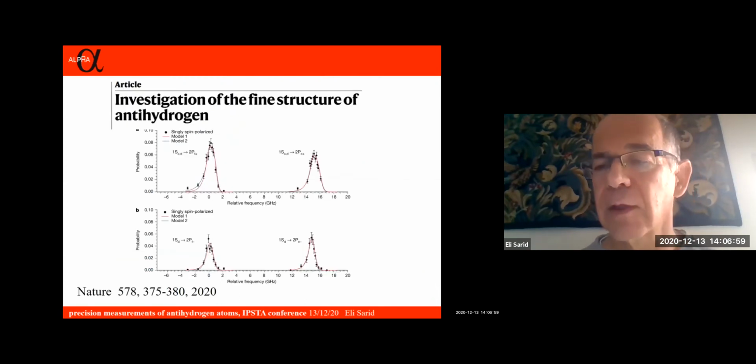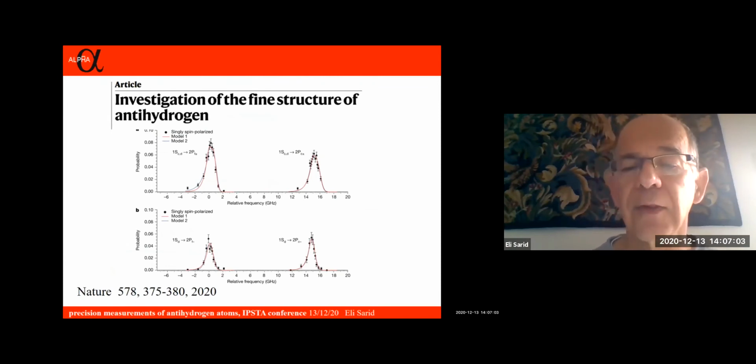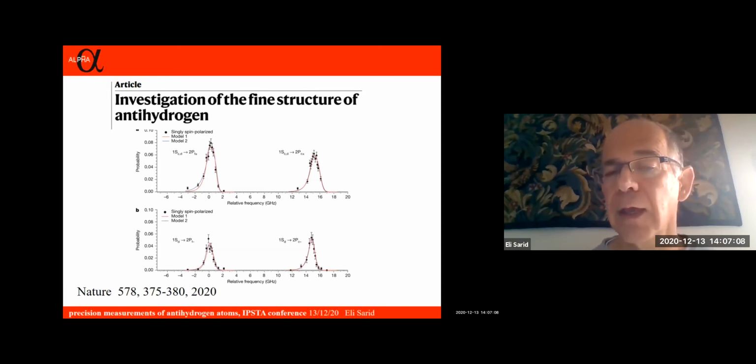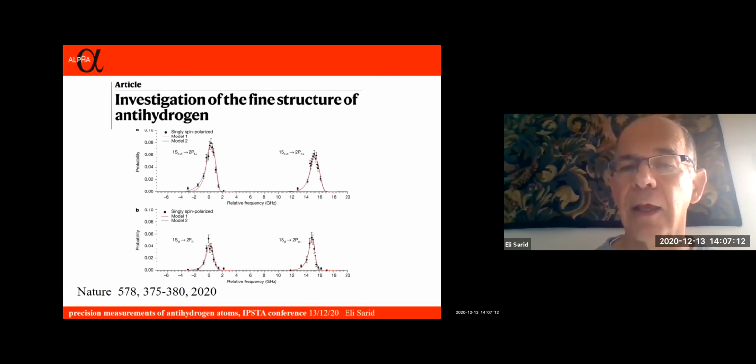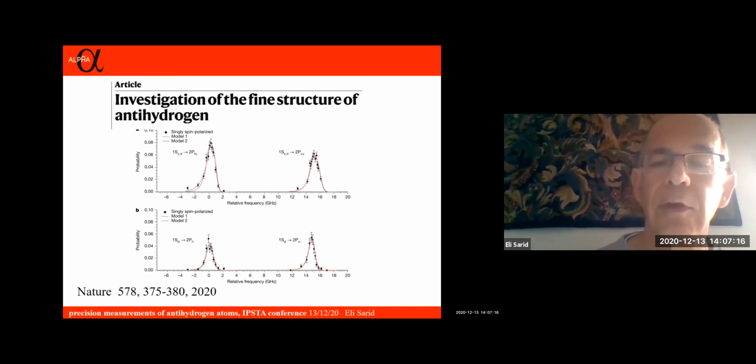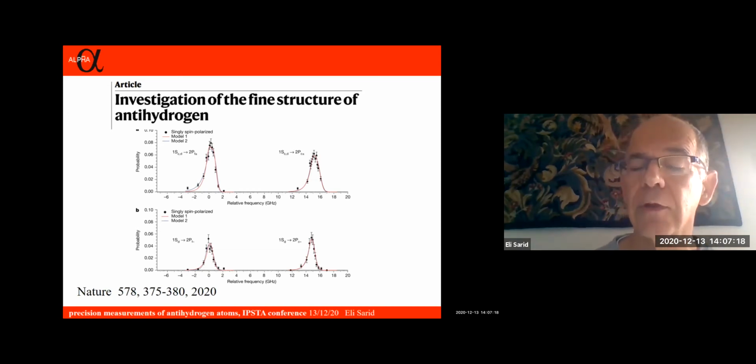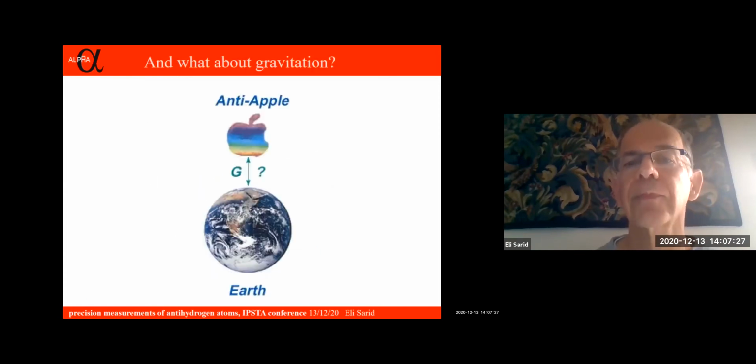So this is from this last year, from February of 2020. You see the different transitions of the 1s to 2p. This is with pulsed laser, unlike the 1s to 2s, which was done with CW 2-photon transition. This is pulsed laser with 1 photon, so the precision, the accuracy is less. But as I said, it opens the way for laser cooling in the coming years.